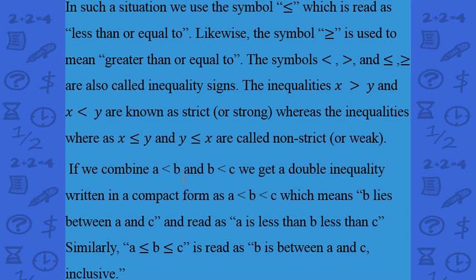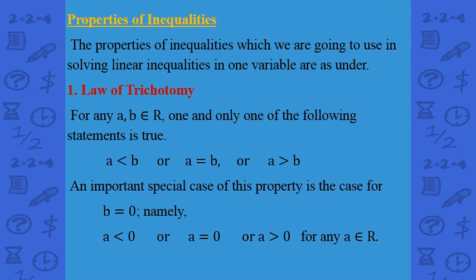So if we combine a < b and b < c, we get a double inequality written in a compact form as a < b < c, which means that b lies between a and c, and is read as a is less than b is less than c. Similarly, if a ≤ b ≤ c, we will read it as b is between a and c inclusive.